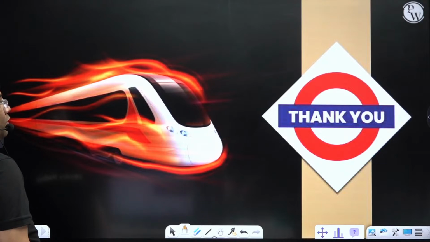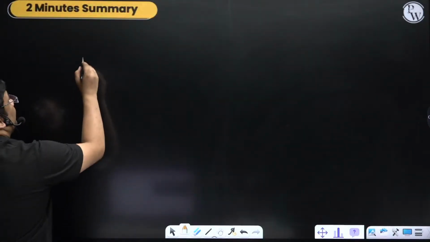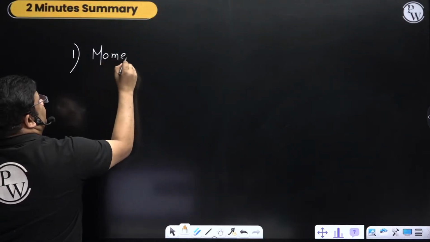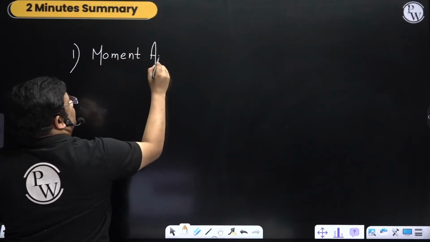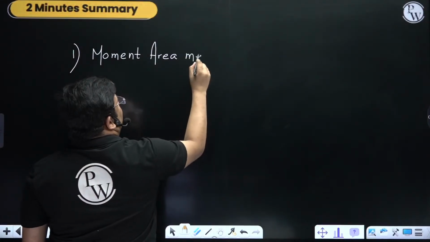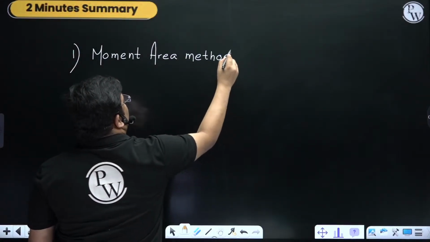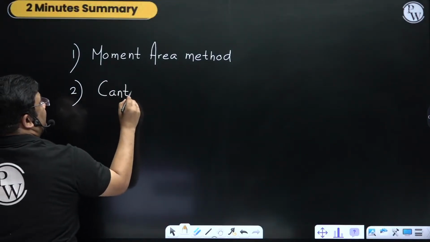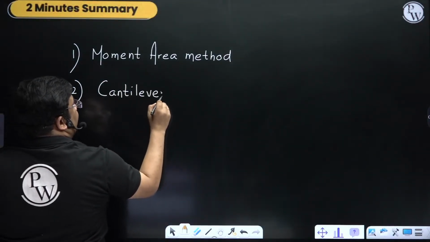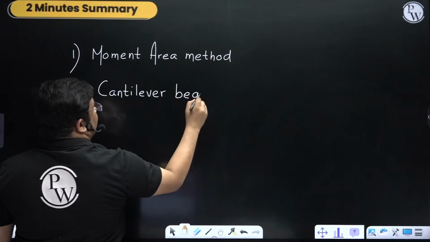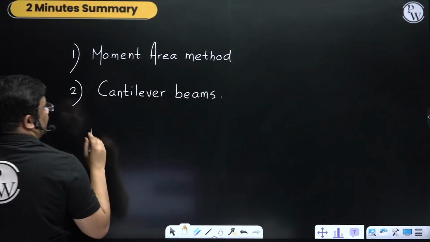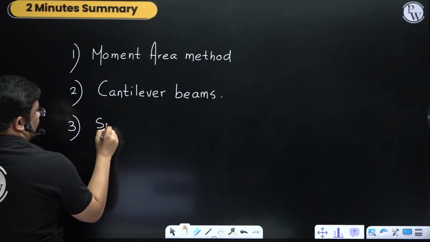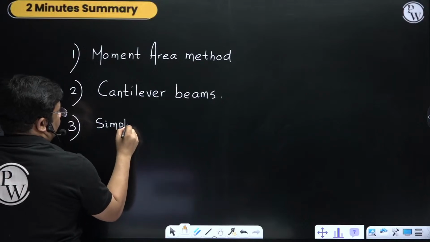I tried to cover all the most important things. First we saw the moment area method. Then we saw the application in cantilever beams, and all the standard cases can be asked. 4 standard cases are there. I derived the slope and deflection for all standard cases and also solved the types of questions they ask. Also we saw it for simply supported beams.